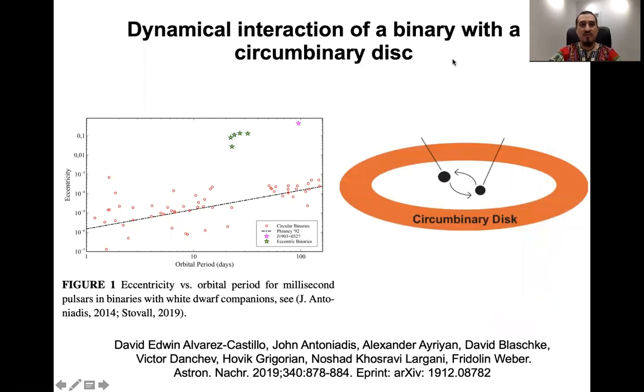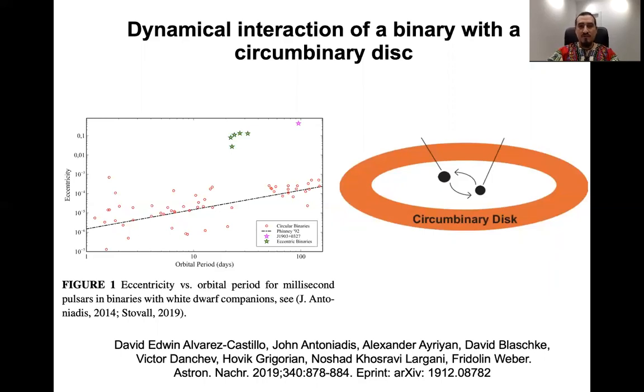I'm going to discuss the dynamical interaction of a binary with a circumbinary disk. This is motivated by the fact that there are some anomalous observations of orbits of binaries with high eccentricities, in contrast to most of the binaries that follow a rather circular behavior, as you can see here in the figure on the left. A few points that are represented by green stars and this magenta one have orbits with high eccentricity.